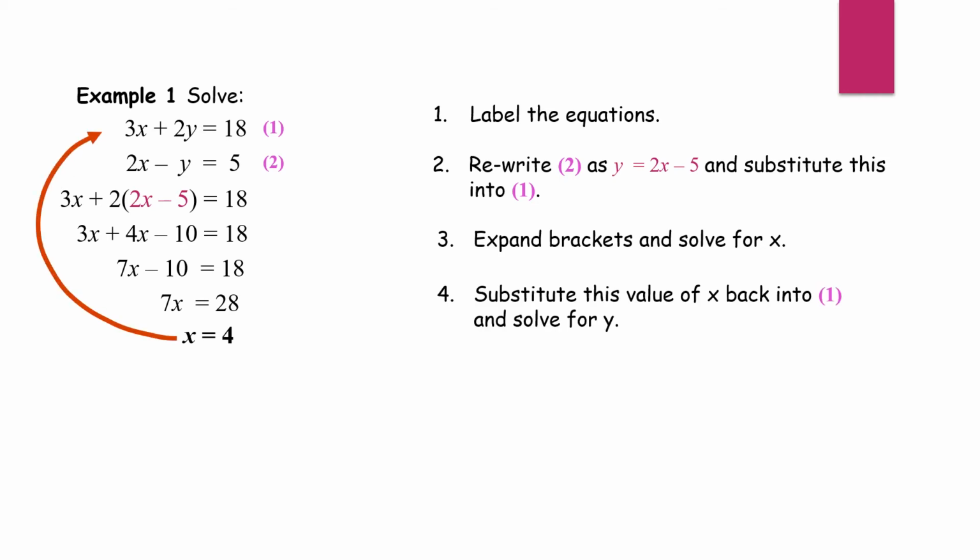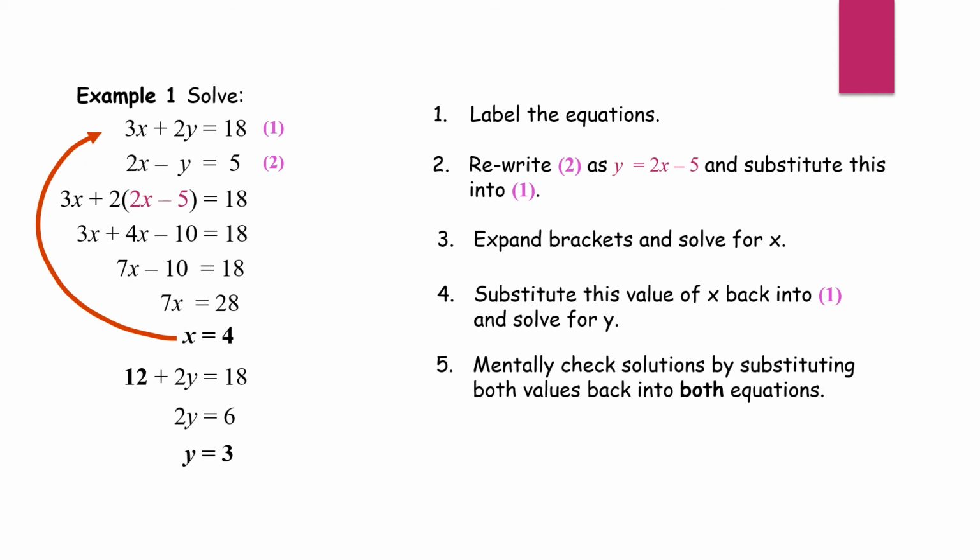Then we're going to substitute this value of x back into equation 1 and solve for y. So 3 times 4 gives us 12, plus 2y equals 18. We're going to take away 12 from both sides to give us 2y equals 6. Divide both sides by 2 gives us y equals 3.